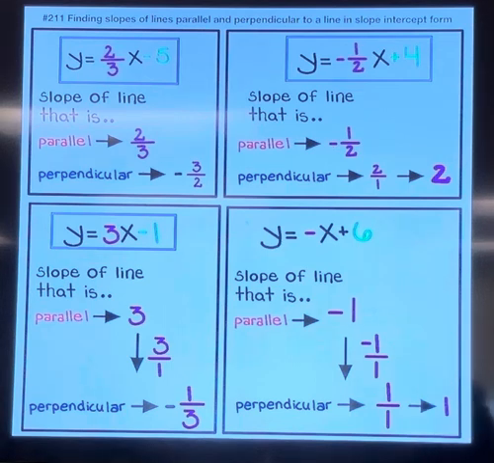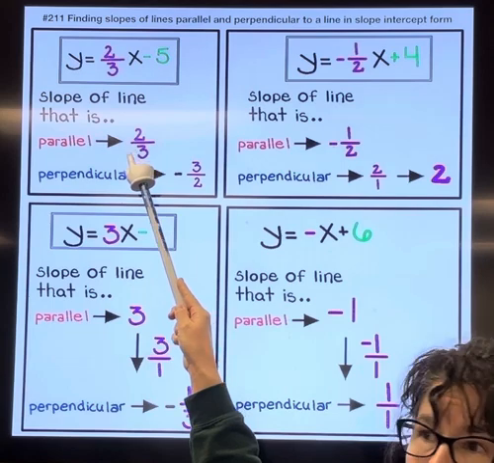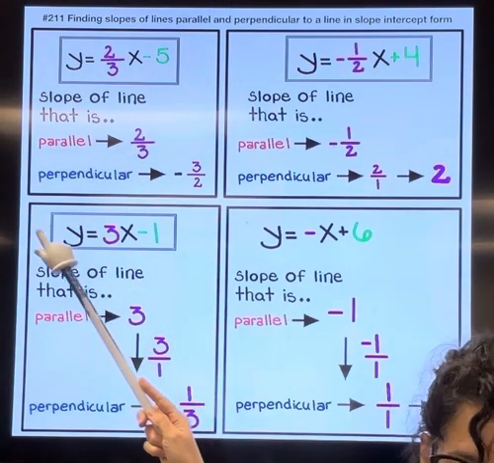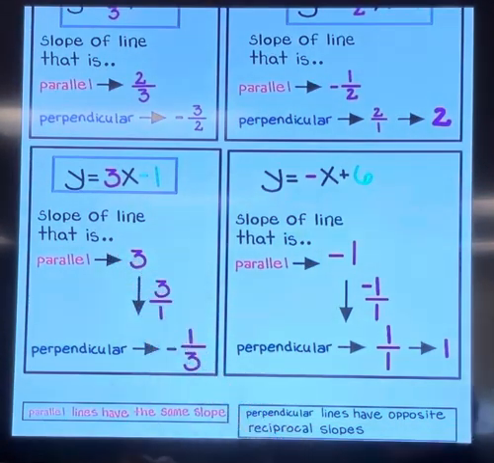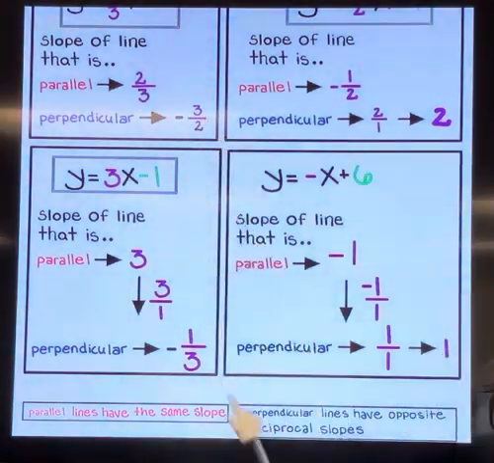So quick summary there. If you want to know the slope of a line parallel to a line, it's going to have the same slope. But if you have a line that is perpendicular, then it's going to have an opposite reciprocal.